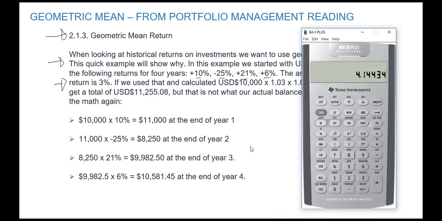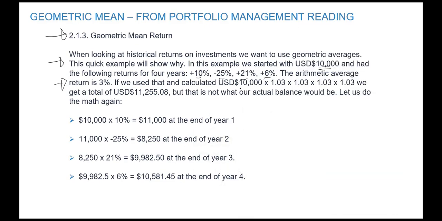So just bring up the calculator again just to prove that. So we have 10 minus 25 plus 21 and plus 6. And we're going to divide that by 4. So we get the arithmetic mean, or the average, of 3%. Okay? So if we looked at that and we calculated the $10,000 times 1.03 times 1.03 times 1.03 times 1.03, we get a total of $11,255.08. But that is not what our actual balance would be.